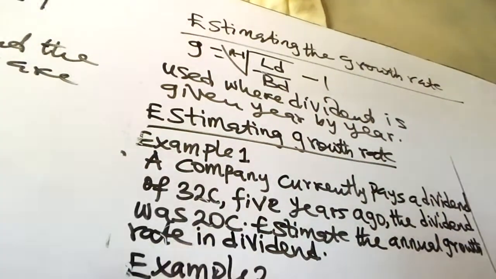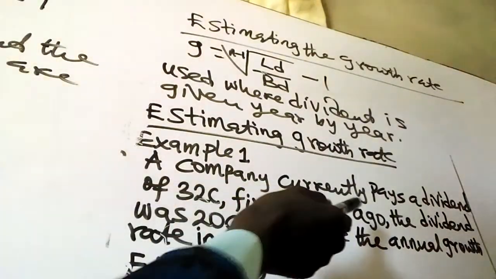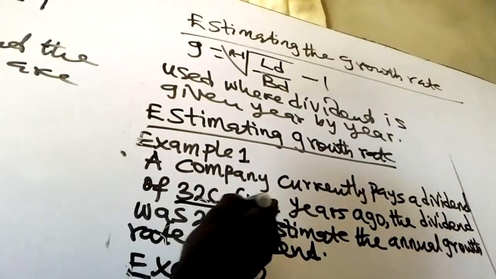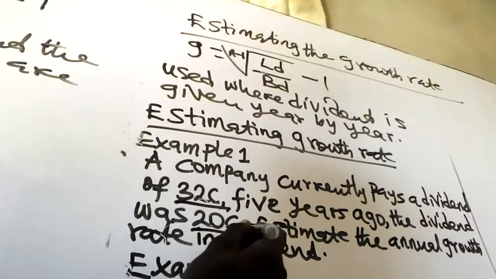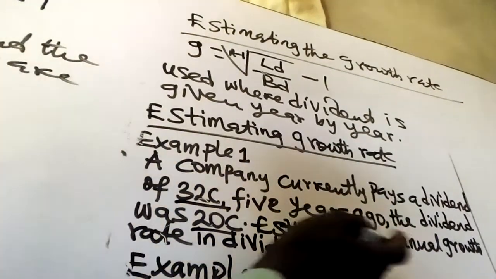Now, if you look at this question, a company currently pays a dividend of 32 cents. That is the current or latest dividend. Five years ago, the dividend was 20 cents. That is the base dividend. Estimate the annual growth rate.